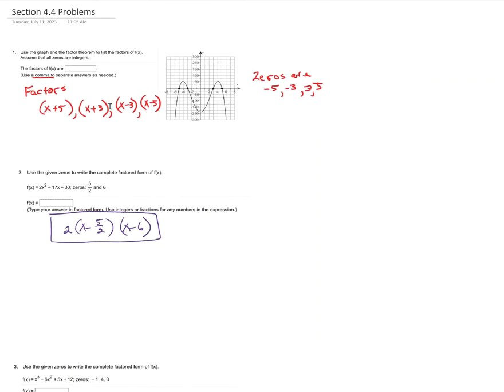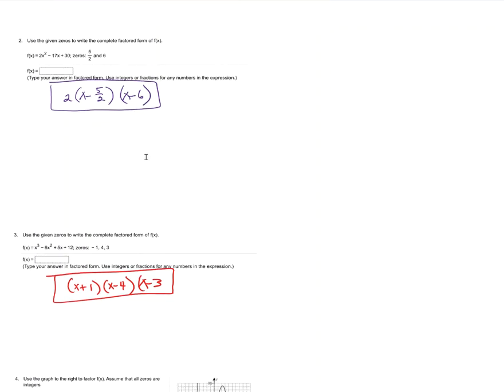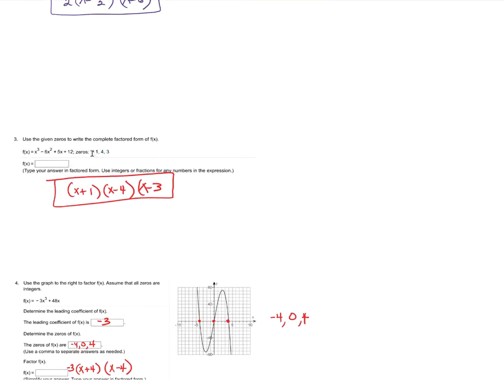Now, this one says write the complete factored form. We're not listing the factors. So we have zeros of 5 over 2 and 6. And we have a leading coefficient of 2 here. So 2 goes on the outside, and then we've got x minus 5 halves, parentheses, x minus 6. Okay. Number 3, the zeros are -1, 4, and 3. So it's x plus 1, x minus 4, x minus 3. Type it in factored form.